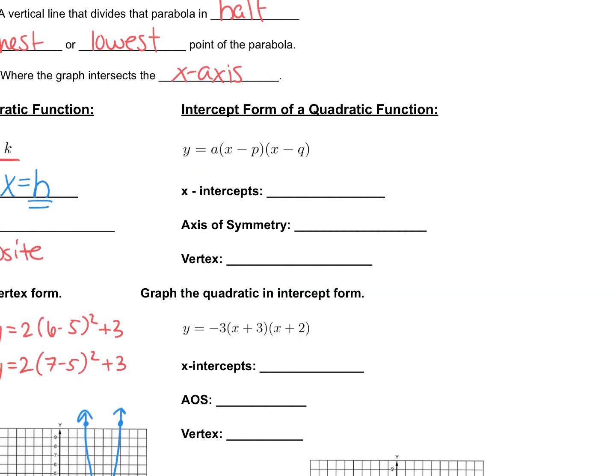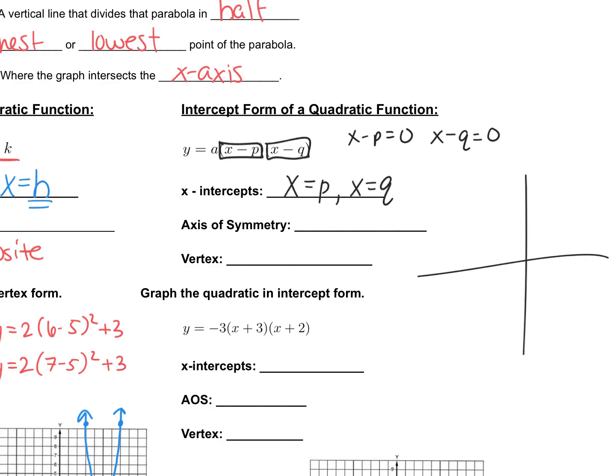All right, now intercept form is going to tell us where we cross the x-axis. So I'm going to take both of my values here that contain x and set them both to 0. So that means that our x-intercepts are at x equals p and x equals q. So remember how the axis of symmetry works. If I know both of my zeros, the axis of symmetry is going to fall directly in the middle. So what I want to do to find my axis of symmetry is find the average of your x-intercepts. So I'm going to take p plus q and divide it by 2.